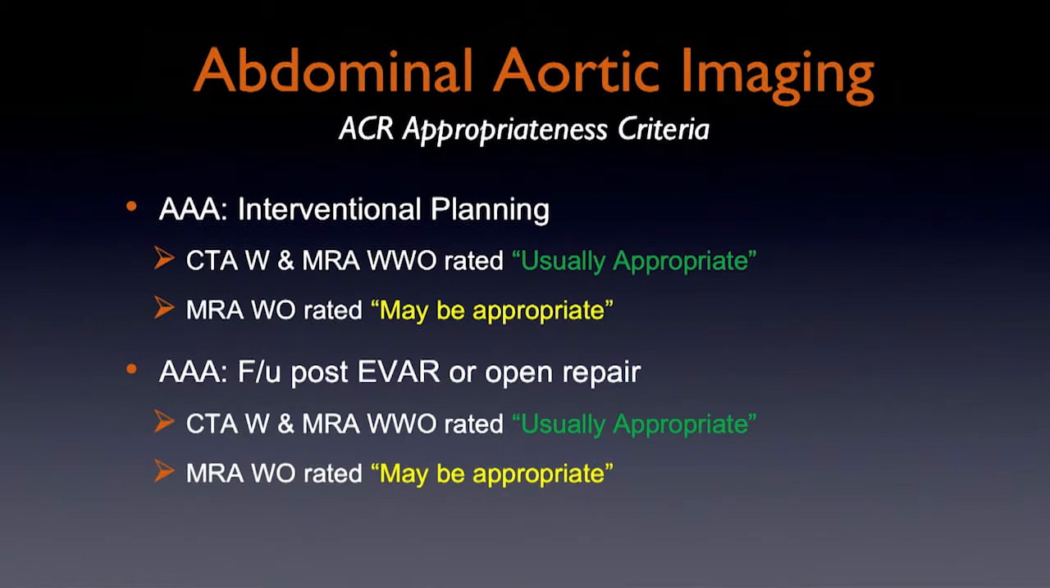And similarly for intervention planning, so you have somebody who's reached a AAA size threshold and they're going to perhaps have an open or an EVAR approach. CTA and MRA are rated as usually appropriate again from the ACR appropriateness criteria.